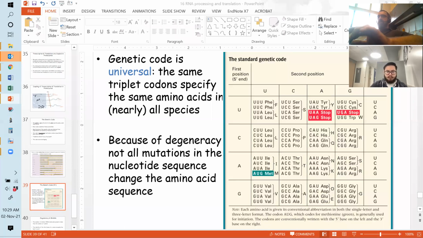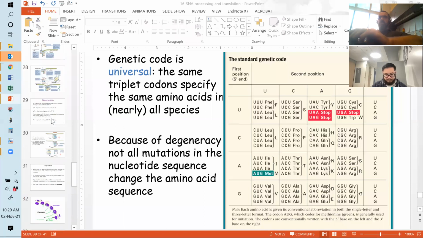Right, and that gives organisms a bit of a buffer against mutation. Now, if the first base is changed, that's a totally different kettle of fish. So if the first base is changed to a U, for example, then we have a serine. And that is a change. That's actually a fairly decent change.